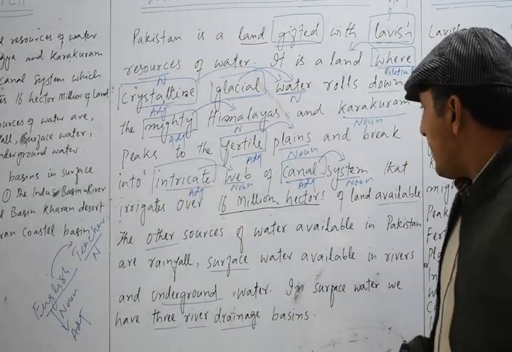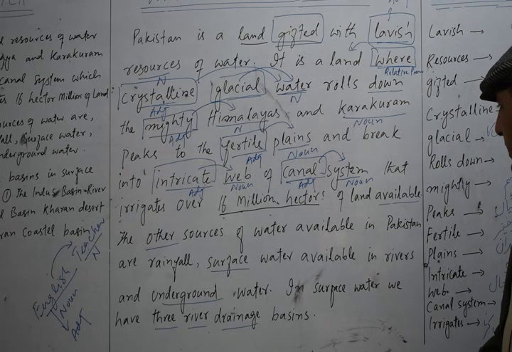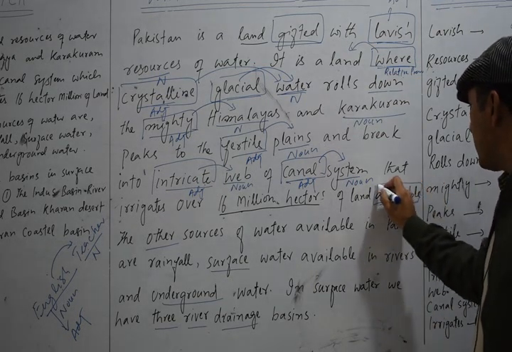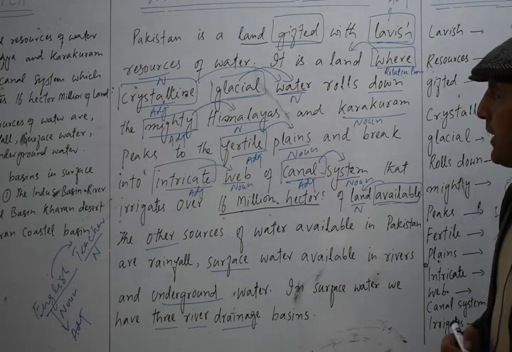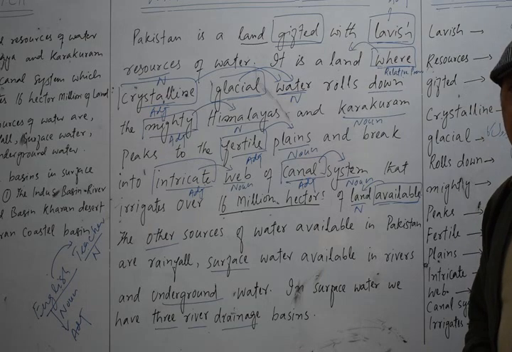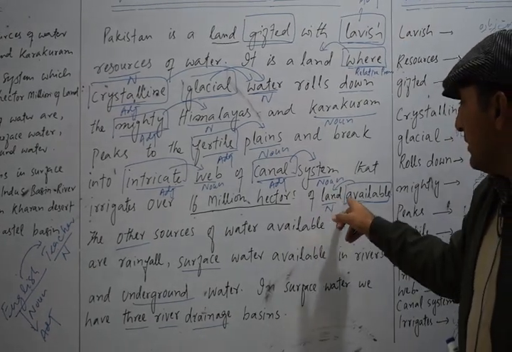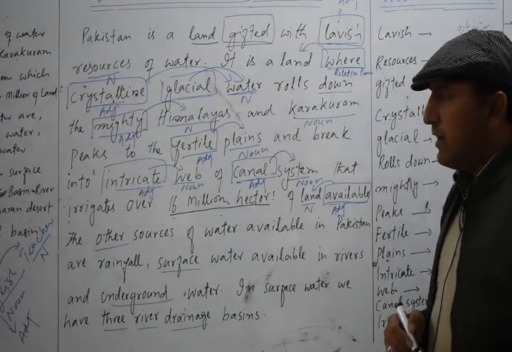Okay, now after canal system we have the next: land available. Now you see the word available tells us about land, and land is a noun. Available modifies or tells us about the noun land. So available is also an adjective.